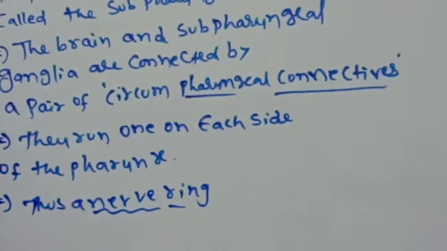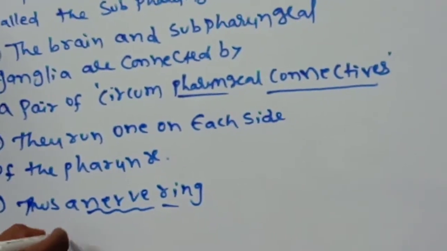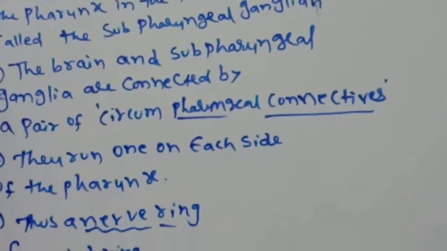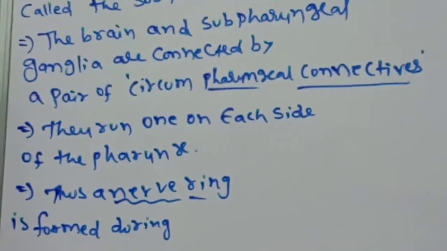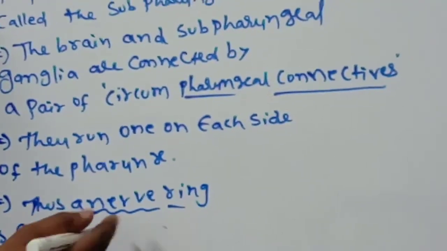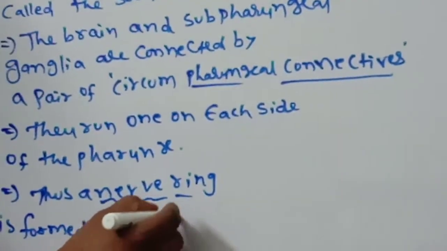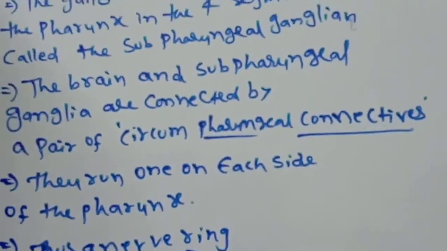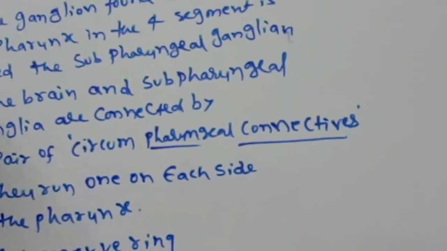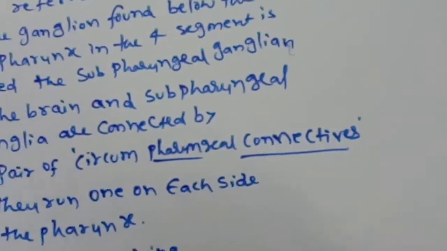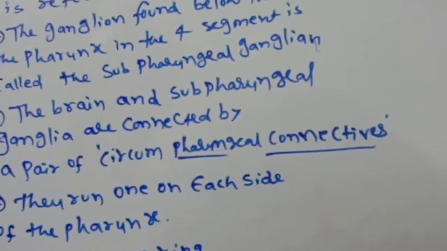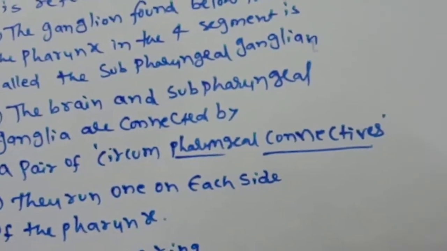Okay, the nerve ring is formed. This point you have to remember: the nerve ring is formed around the anterior region of the alimentary canal.